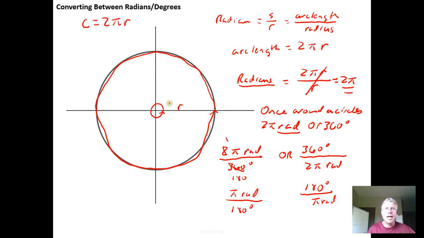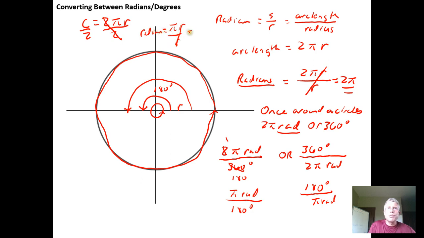And all that's saying is that if you go 180 degrees, instead of going all the way around a circle, you only have gone halfway around the circle. So you wouldn't have gone the full circumference, you would have gone the circumference divided by 2. So you would just have gone an arc length of pi r. A radian is defined as pi r divided by r, so you will have just gone pi radians if you go halfway around a circle.